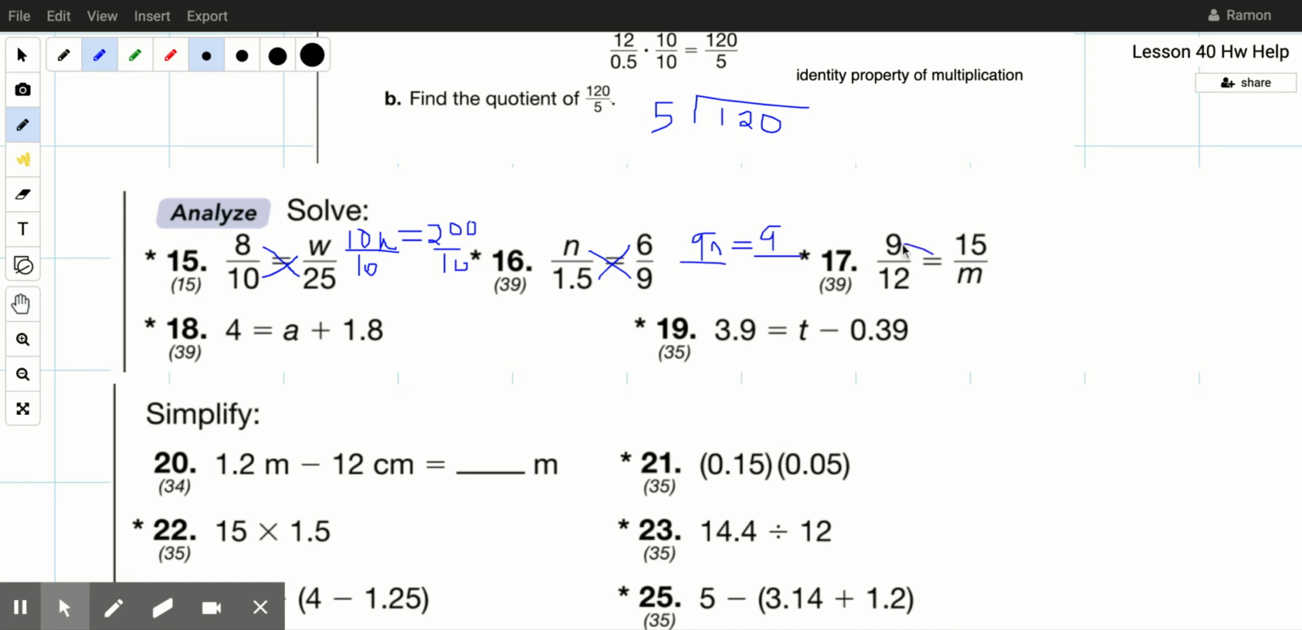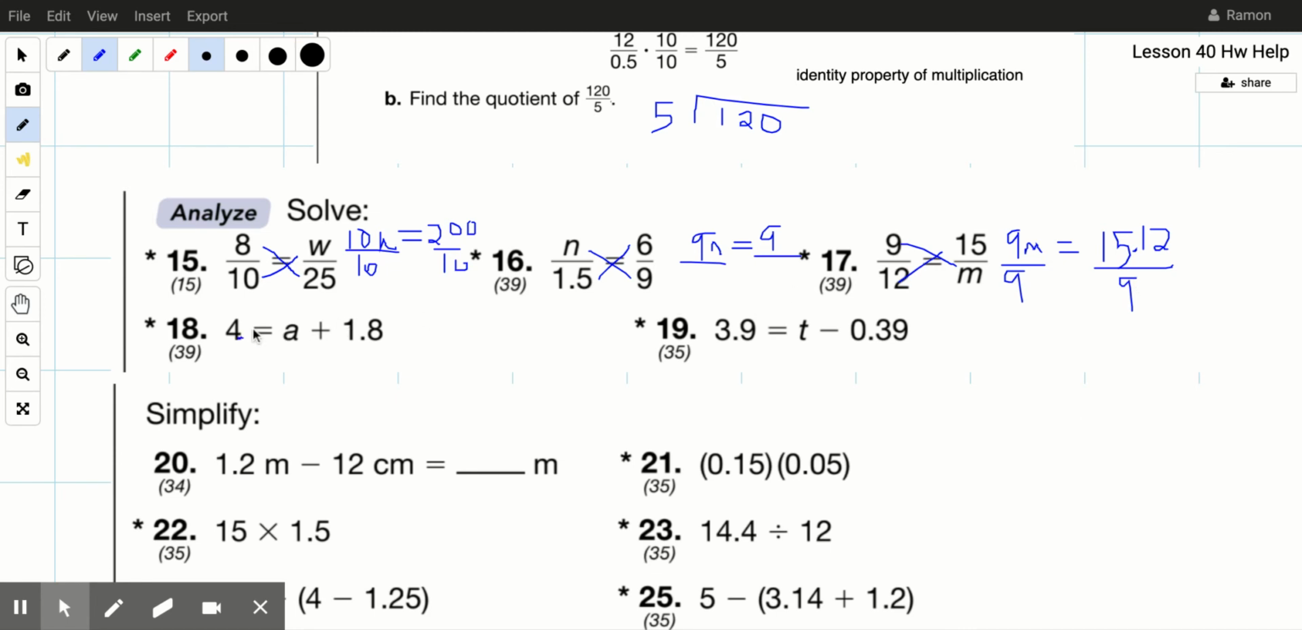So for 17, similar story. 9m equals 15 times 12. I'll leave that up to you to simplify. And then just don't forget that you can either divide and then cancel, or you can just multiply and then divide by the coefficient.